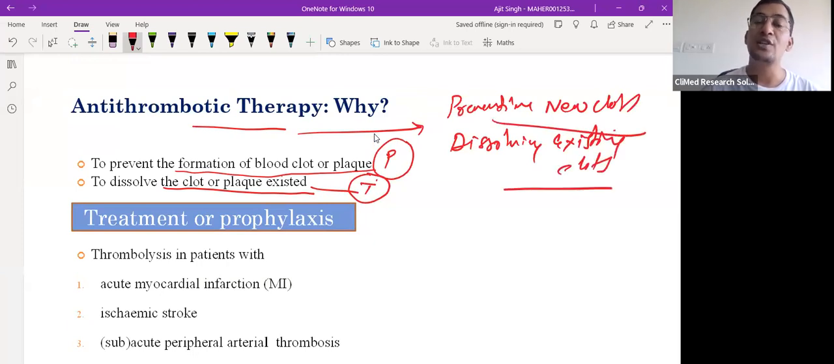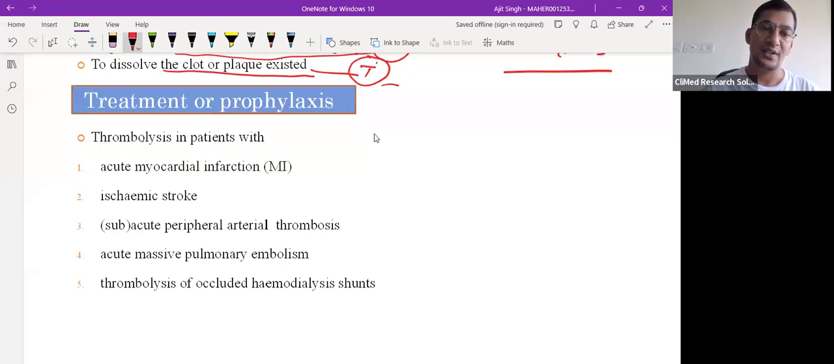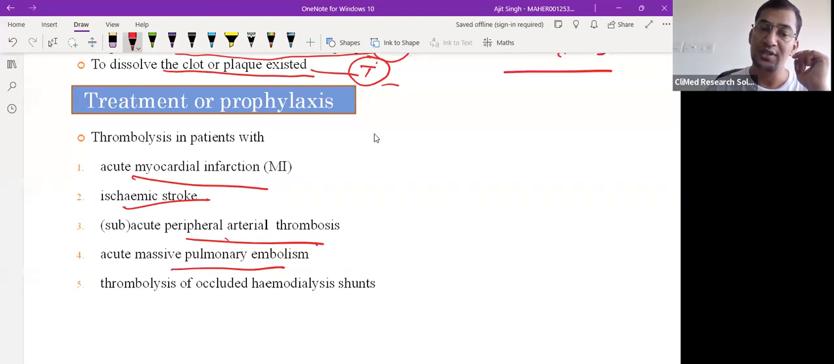Okay, these are either dissolving the existing clots or preventing the new clot formation, right? That's why we call them antithrombotic. So see here, look at this. Thrombolysis in the patients with MI, the indications I was asking: ischemic stroke, not hemorrhagic stroke. Okay, not hemorrhagic strokes, ischemic strokes only. Subacute peripheral arterial thrombosis, PAD, massive pulmonary thrombosis or embolism, DVT, right? And thrombolysis of occluded hemodialysis shunts.